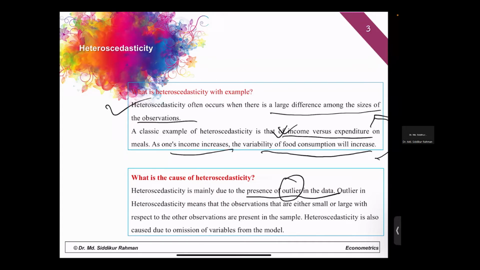Heteroskedasticity is also caused by the omission of variables from the model, right? I have told you many times, variable selection is one of the most important things for the modeler. Suppose you are building a multiple regression model, but you have omitted one of the important variables from your model. Maybe knowingly, unknowingly, or by mistake, you omitted an important variable. For this reason, you might suspect your data suffers from the heteroskedasticity problem.